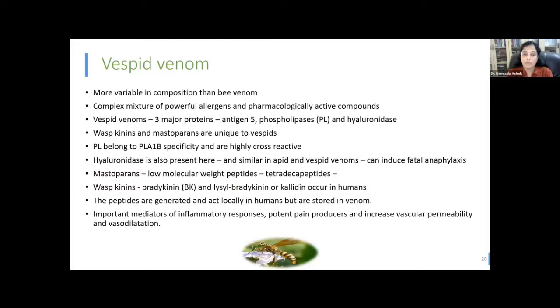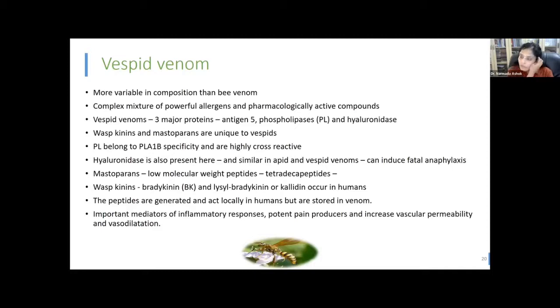The major three proteins are antigen 5, phospholipase A and hyaluronidase. This I have already alluded to in the previous slide. Here, what is very specific in the vespid is PLA1B, which is very specific to the vespid and is highly cross-reactive. The hyaluronidase is also present there, and this can also induce severe fatal anaphylaxis.